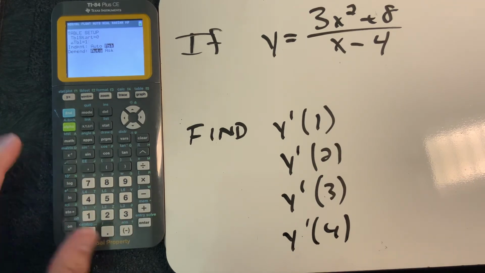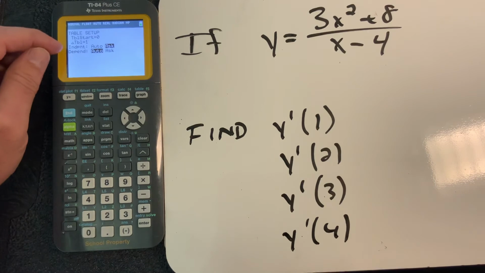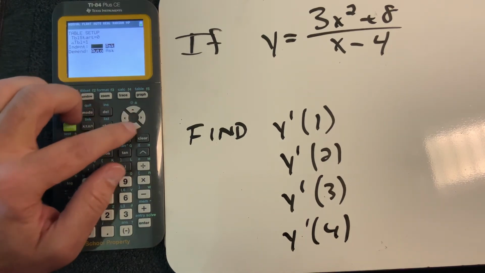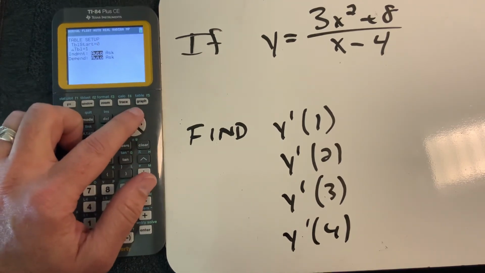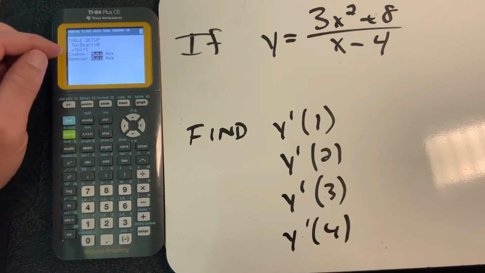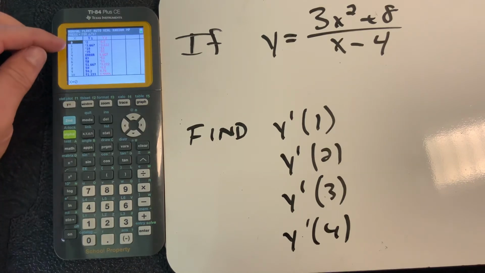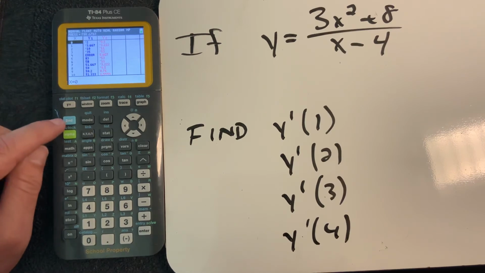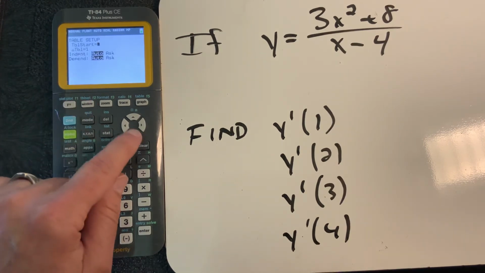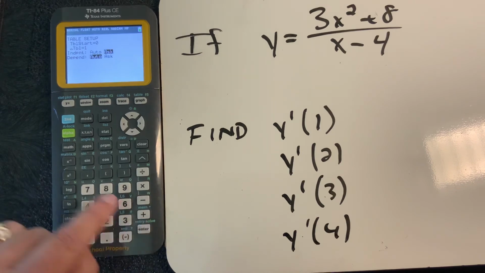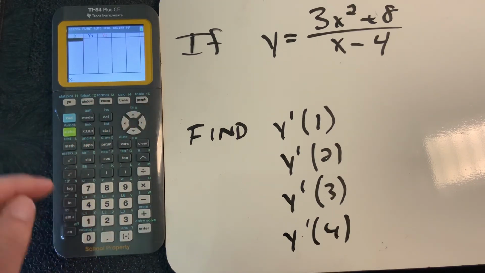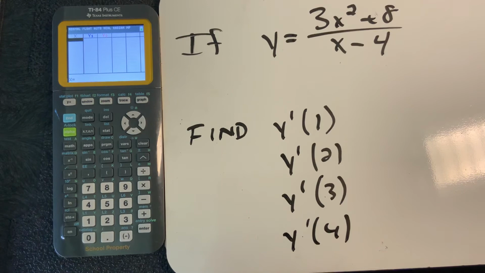I messed up. Let me say this again. First of all, if it's set to ask, it doesn't matter what you put in for table start and delta table. If you set it to auto, let me show you what happens. I'm going to have my table start at 0, and then the change in the table is 1. If I look at my table by going second table, you'll see that it starts at 0, and it keeps adding 1 to get to the next number. If I go second table set, and I set this to ask, and then I go second table, I've got to type numbers in order to generate this list.